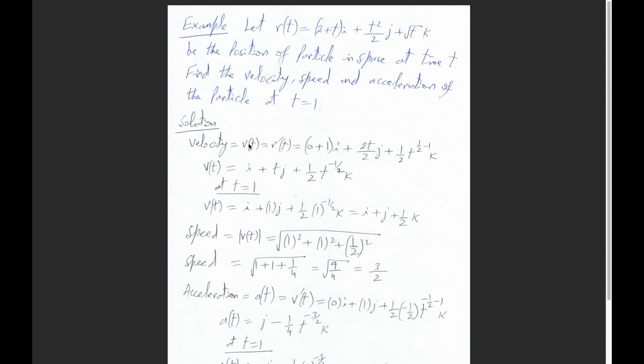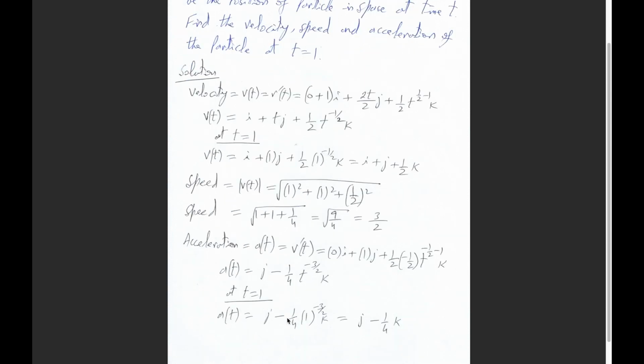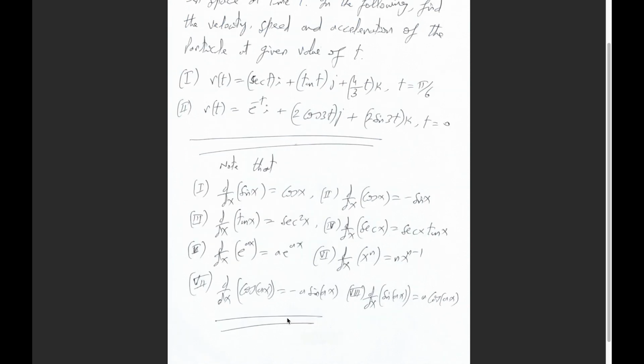So what we did, we find velocity, which is the first derivative of the position vector, and then I put the value of t equal to 1, and then I find the speed. You know the speed is the magnitude of the velocity vector. So we find the magnitude of the velocity vector, it means 1 square plus 1 square plus half square, and then square root. And then similarly acceleration, first we find the derivative of the velocity vector, and then I substitute the value of t as 1. So I hope that will be clear.